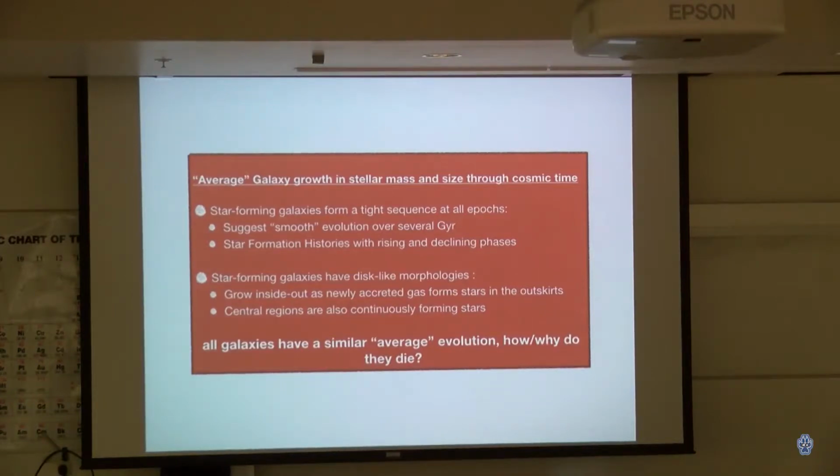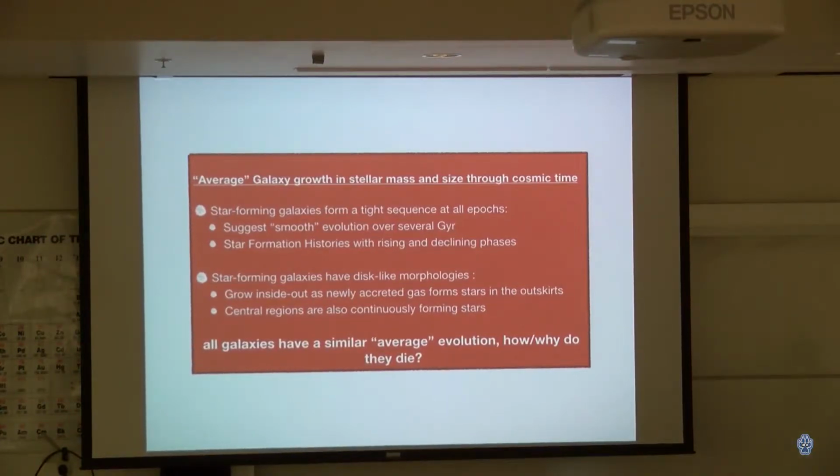So the idea is that on average these star-forming galaxies will increase, growing along a sequence, making more and more stars, and those stars are going to be arranged typically in star-forming disks. So galaxies become more massive as a function of time, and they also become larger as a function of time, and they typically have these structures. That's the average evolution.